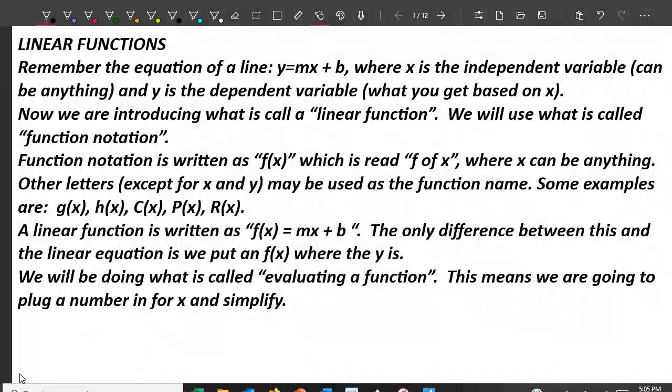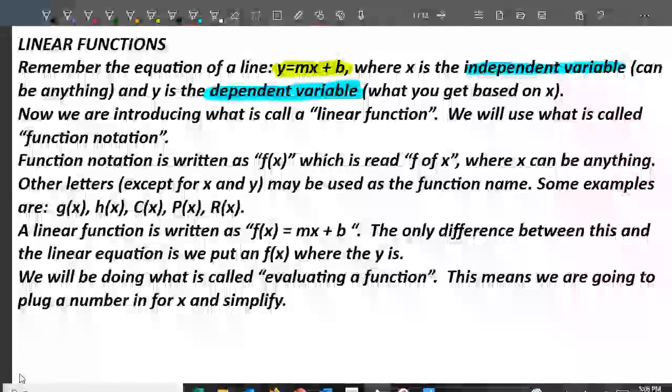Okay, this is on linear functions. Now, in the past, we've talked about linear equations. The equation of a line is in this form. x is called the independent variable, where we can choose anything for x. And y is called the dependent variable because it can only be whatever x turned out to be. I mean, you can only get y by whatever x is.